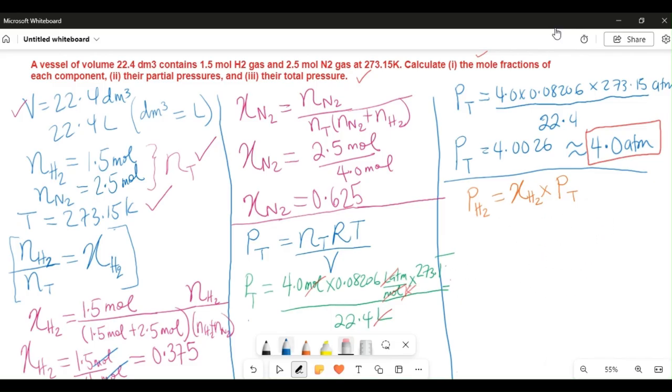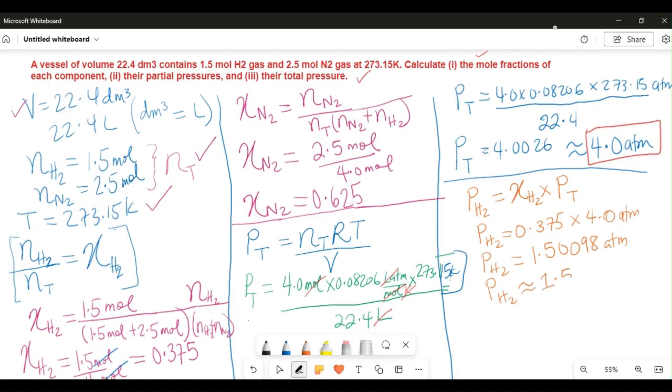So we have the pressure of hydrogen gas to be 0.375 times the total pressure of 4.0 atmospheres. So the pressure of hydrogen gas is 1.50098 atmospheres, which is approximately 1.5 atmospheres. That's what we get.